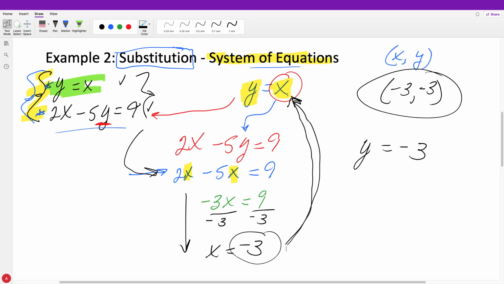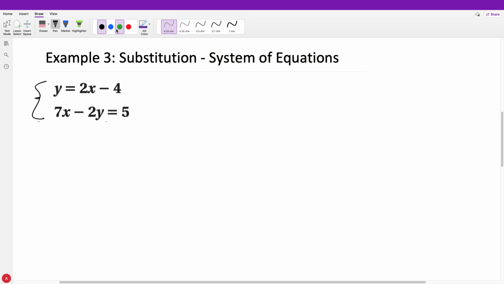All right, we're going to go now through another problem where it's going to be a little bit harder, where it's not just y is equal to x. y is going to be equal to a little bit more than that. So let's go through another example.